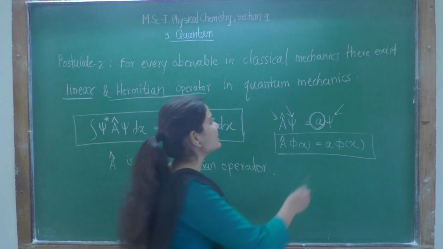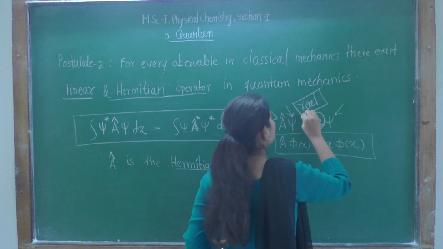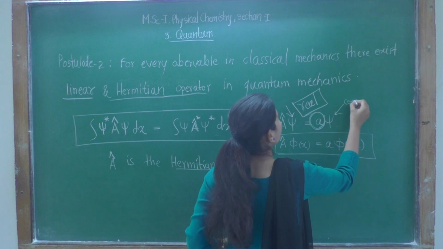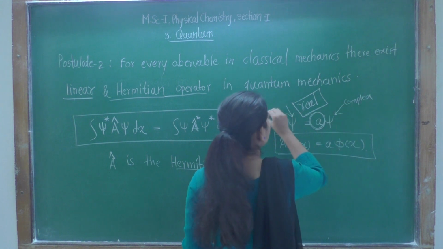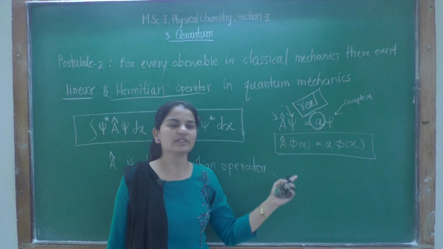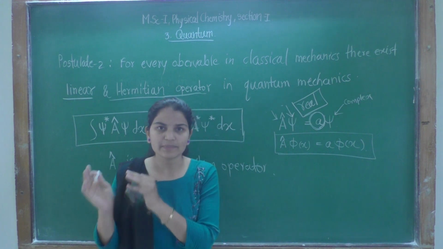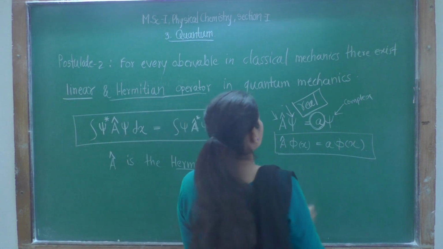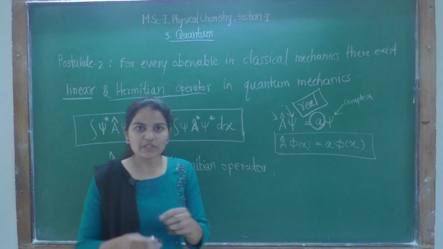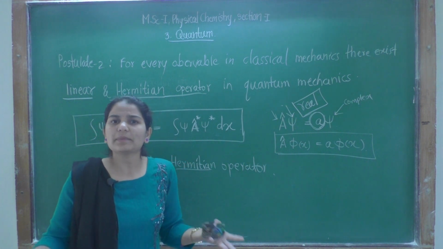This eigenvalue is always real. This should always be real in quantum mechanical problems. This may be complex, this also may be complex, but the eigenvalue a, or the constant we obtain in the eigenvalue equation, must be real. It must be a real number. Why? Because we are solving problems, and the result we obtain should not be imaginary, right?